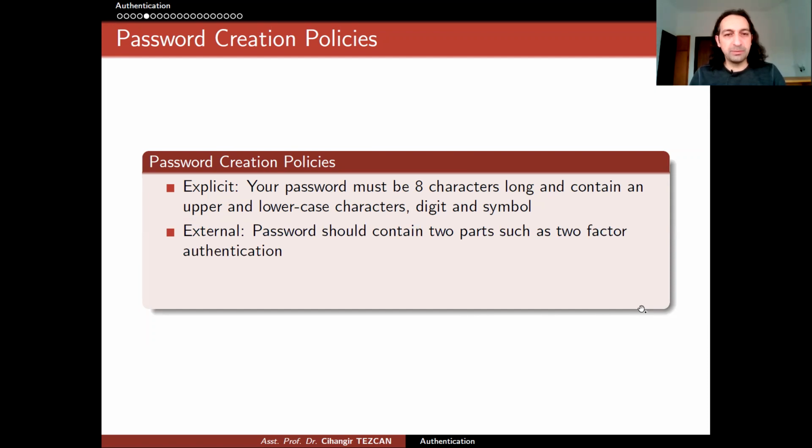Or the creation policies can be external, like the password should contain 2 parts, such as 2-factor authentication. Generally, we prefer this, especially since everybody is using a mobile phone. So having a second confirmation from a device you have is always a good idea, but this is not always enough.